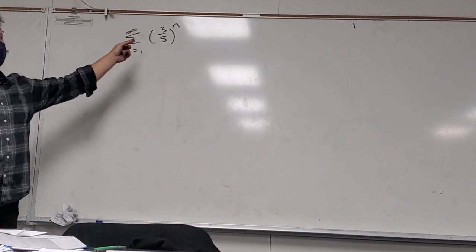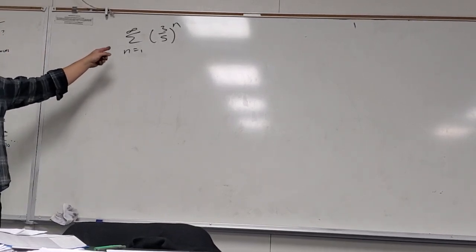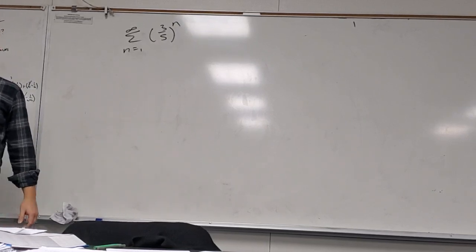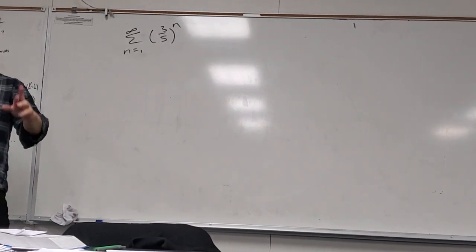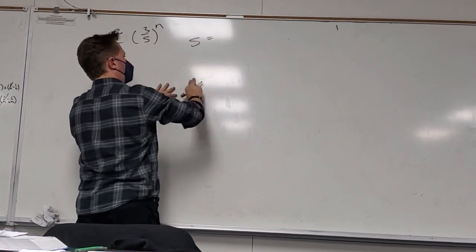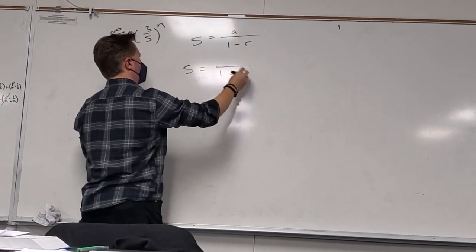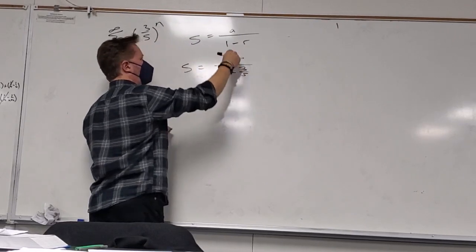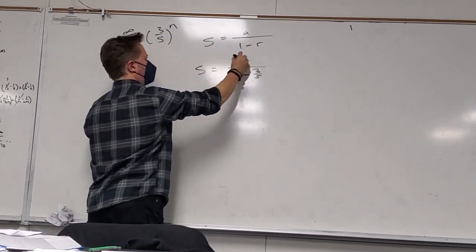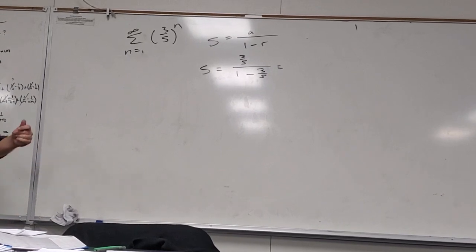Can you just take a minute and tell me what it converges to? Figure it out, don't say anything. I want to know what that series converges to. You have to remember the formula, which you needed for the quiz. What's the formula? A over 1 minus R. What's R? 3/5. And in this case, what's A? 3/5. Yes, it's the first element, so when you plug in 1, you get 3/5.